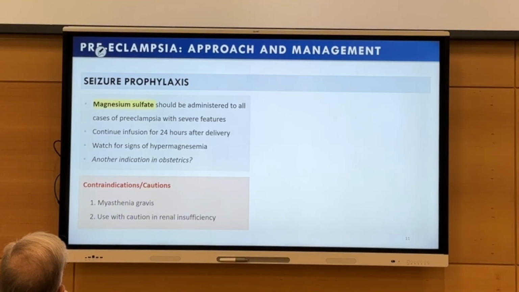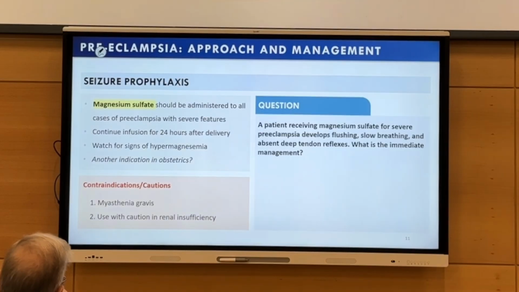Like contraindications: myasthenia gravis, completely contraindicated, and you use it with caution in renal insufficiency. Why? Cannot be excreted, because it can lead to toxicity. So magnesium is renally excreted. If not, it will cause hypermagnesemia.